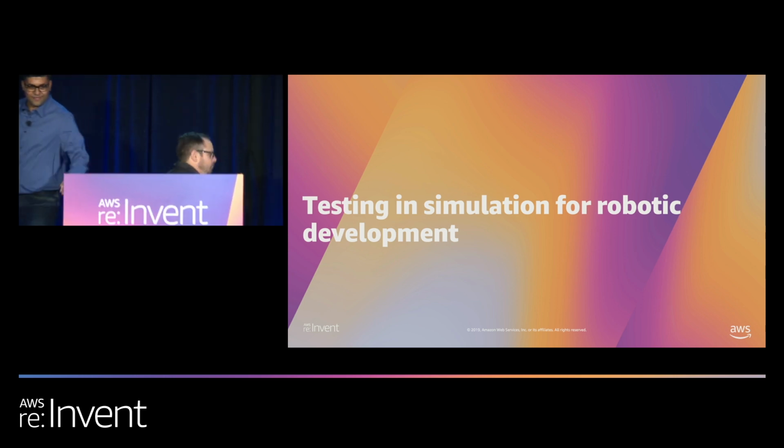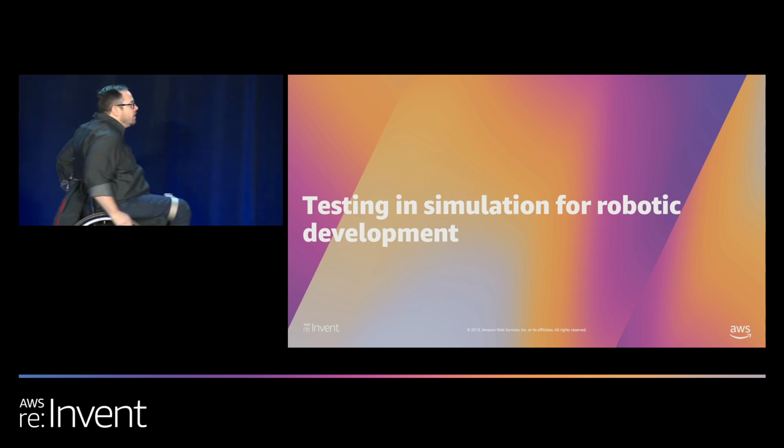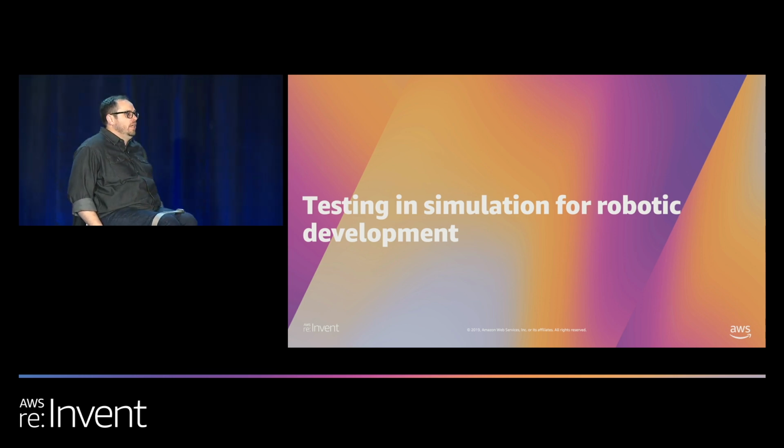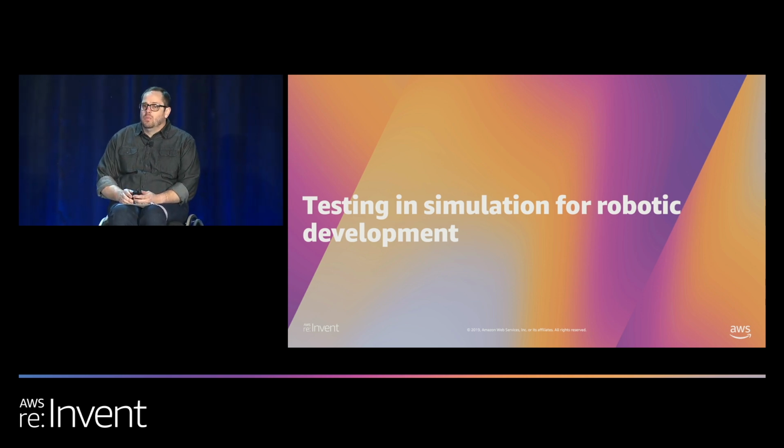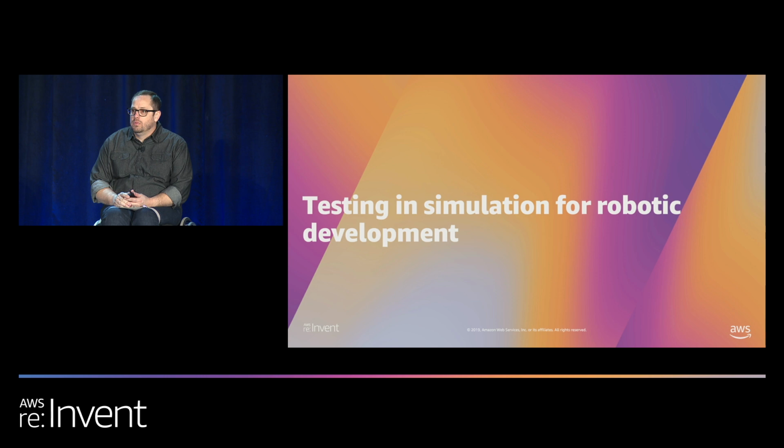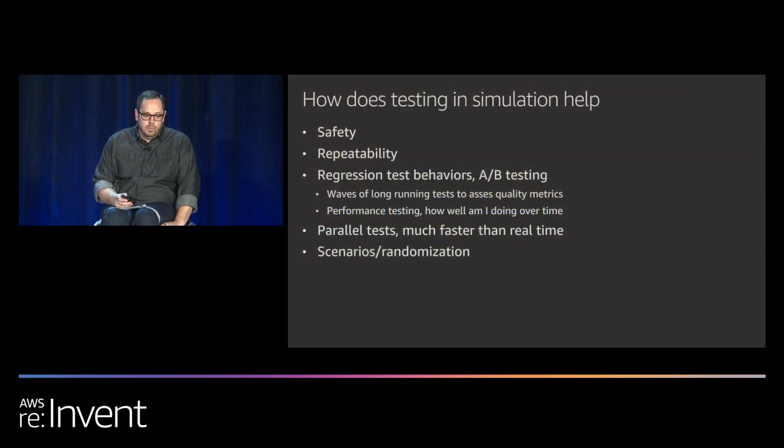Thanks, PD. As PD mentioned, my name is Andrew. I'm a software engineer on the AWS RoboMaker team. I'm going to be talking to you today a little bit about why we think simulation is important for robotic development, in particular why we think testing and simulation is super important for robotic development. And then we'll go through a demo of how we can put together an example CI/CD use case using some AWS services as well as simulation in AWS RoboMaker.